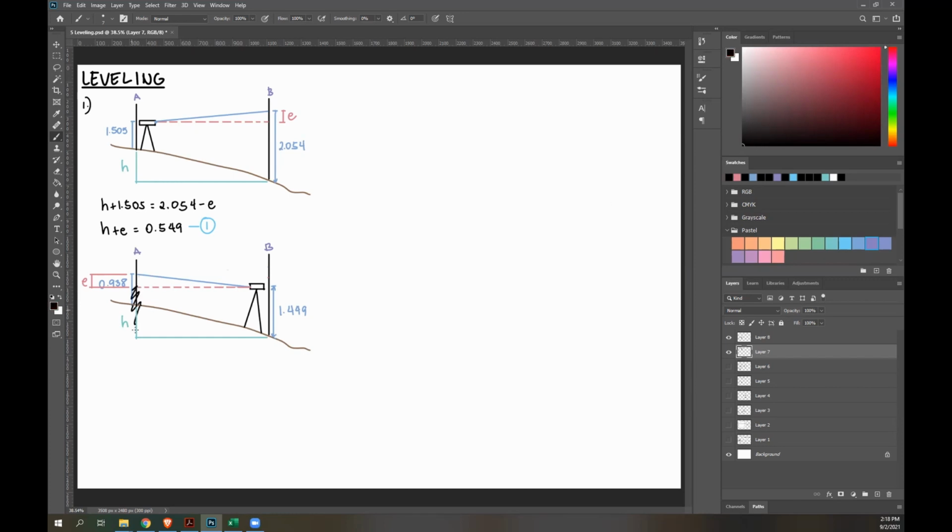So to get this, that's just h plus 0.938 minus error, so minus e. That's how you'll get this height, and then equal to 1.499. So this is your equation 2. Let me rewrite this. So h minus e equals, I'm just going to transpose this to the right. What's 1.499 minus 0.938?